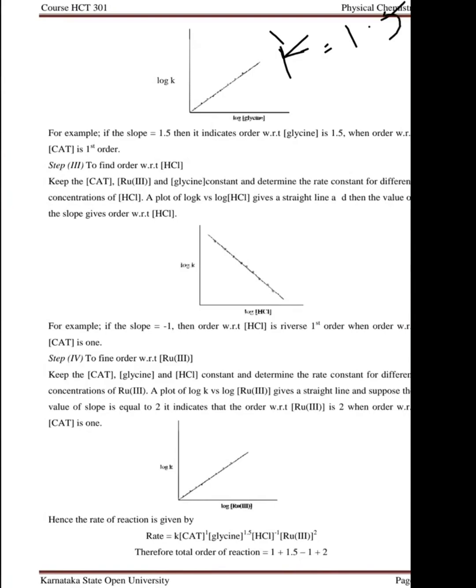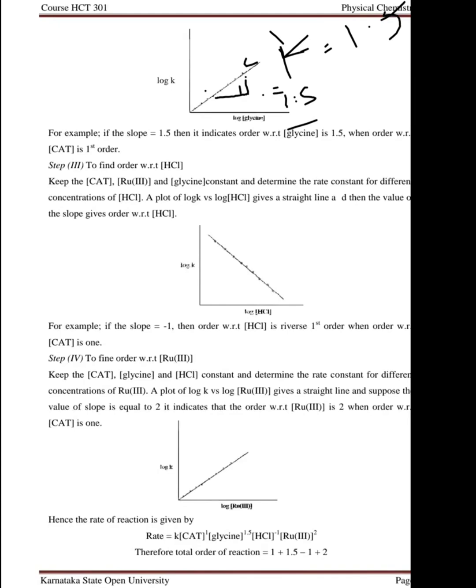This is from the calculation. So for example, if the slope is 1.5, how are we going to calculate the slope here? We are going to calculate the slope like this: a by b. If you take this one as a, this one as b and this one as c, a by b, b by c. So you will get the value of slope. The value of slope is, for example, 1.5, the rate constant of glycine. So from this plot we have got the rate constant of glycine.